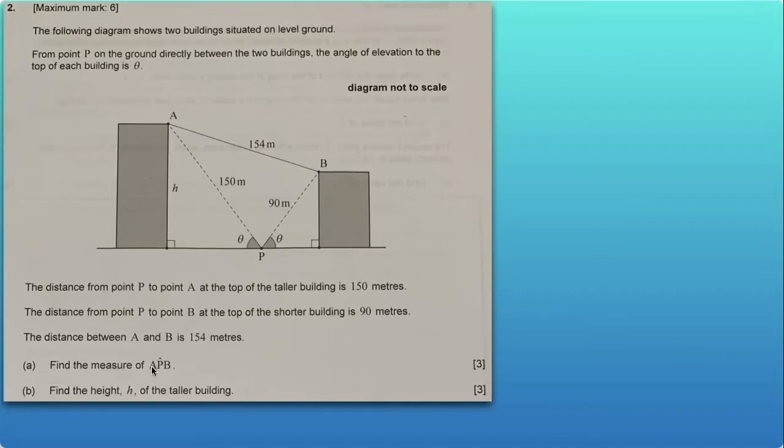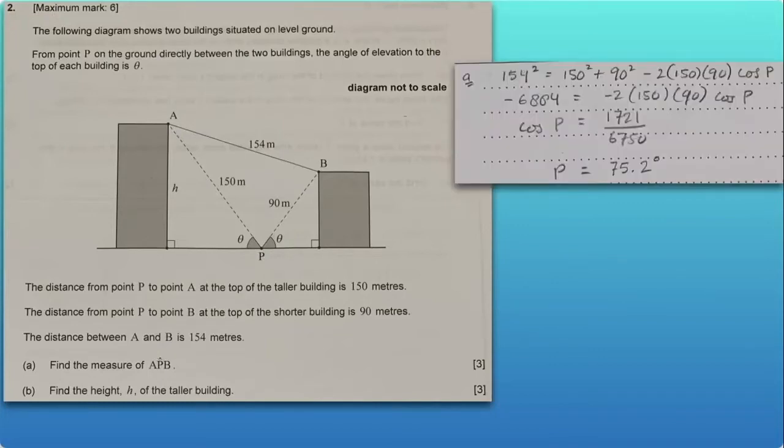Find the measure of angle APB. We use the cosine rule in this case because we want to find that angle P, and that angle P is located between these two sides, and the side opposite the angle P is also given. Therefore, the cosine rule is the suitable one in this case. So we have this expression. All right. Simplify to get this. Now to find angle P, we use cosine inverse.